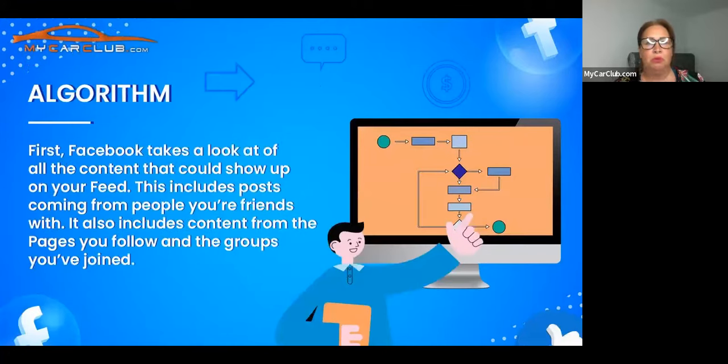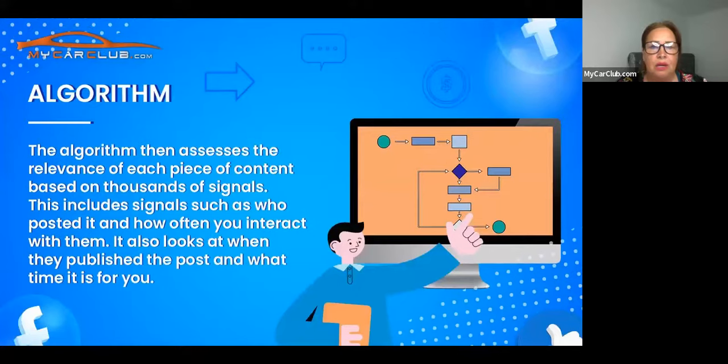So what Facebook will do is take a look at all the content that could show up on your feed. This includes posts coming from people you're friends with. It also includes content from the pages you follow and the groups that you've joined. And then the algorithm assesses the relevance of each piece of content based on thousands of signals. You don't really need to know that. However, I just wanted to give you an overview of how it works.